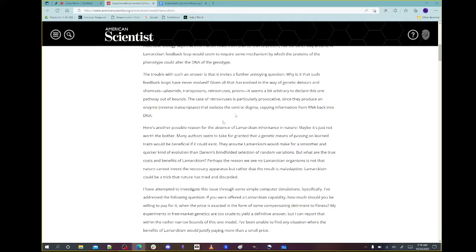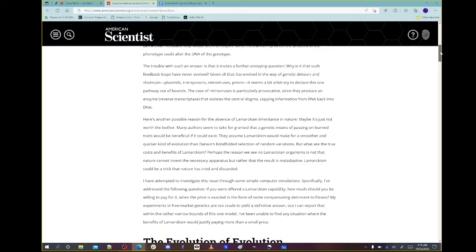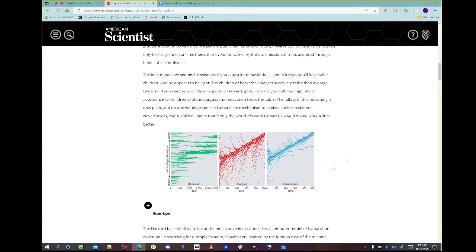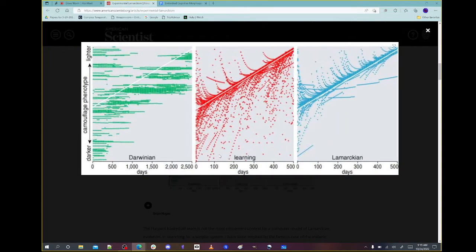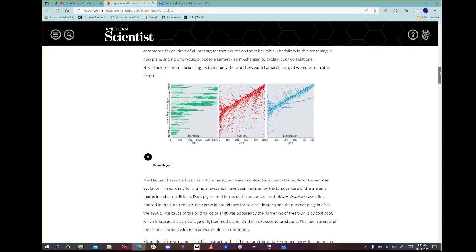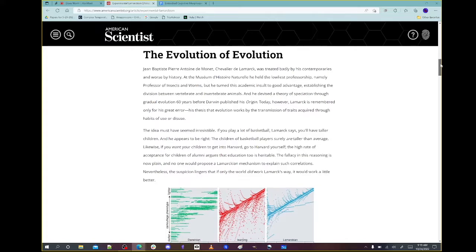So maybe another possible reason why we don't see Lamarckian inheritance is it's not worth the bother. It's just not worth the organism's time to evolve this pathway. I say that as sort of an anthropomorphic thing, but what he does in this paper is introduce a set of simulations over a number of days, learning in Lamarckian and then Darwinian. He goes for 500 days on learning in Lamarckian because they're faster processes, but goes to 2,500 days in the Darwinian case. Then he has this camouflage phenotype, which matches an example you often see that demonstrates natural selection. This is the peppered moth example.